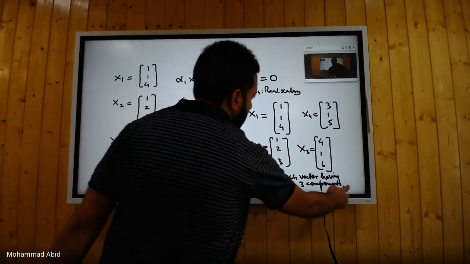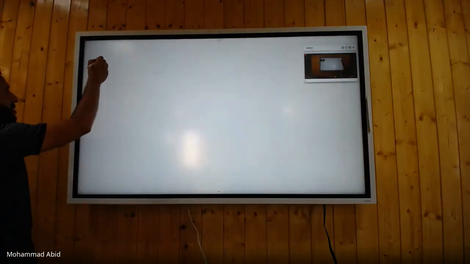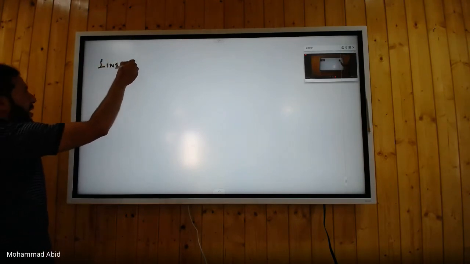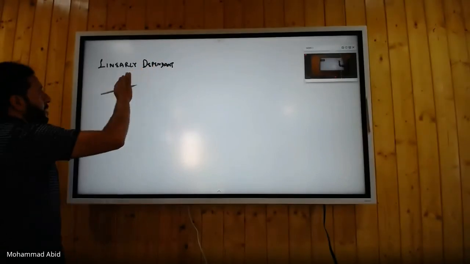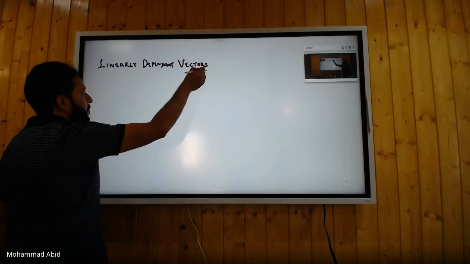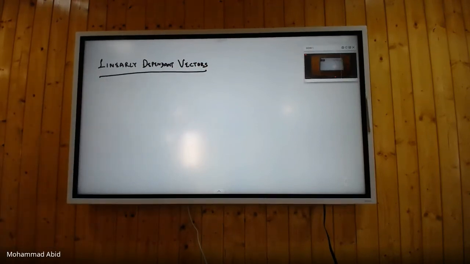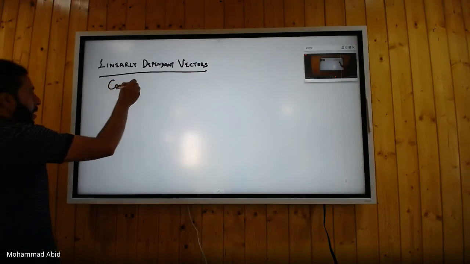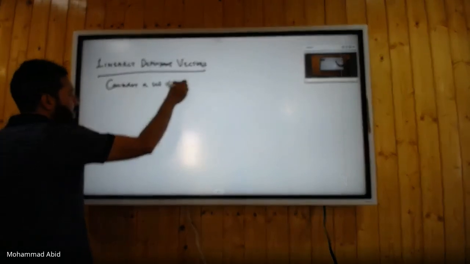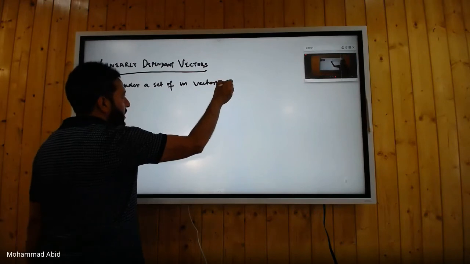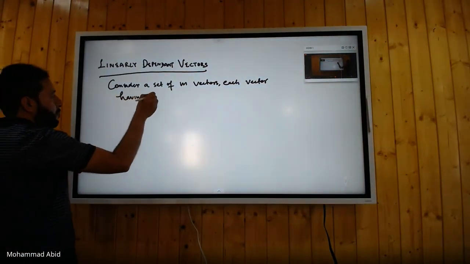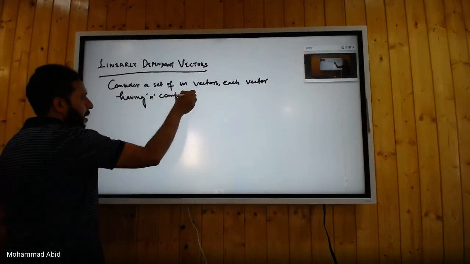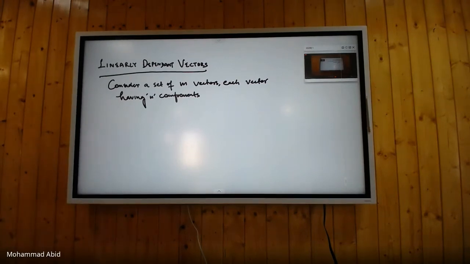So let me try to just give a formal definition to this dependence independence. Linearly dependent vectors. I'm just basically trying to take you towards the definition of Gramian. What's the Gramian? जो controllability Gramian हमने define किया, वो होता क्या actually? Linearly dependent vectors. So you consider a set of m vectors, each vector having n components.